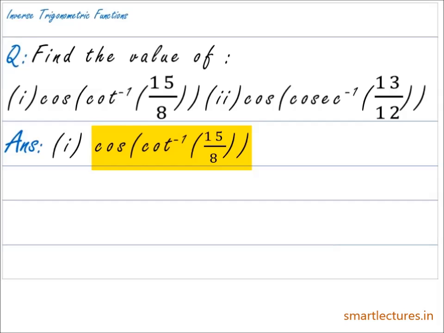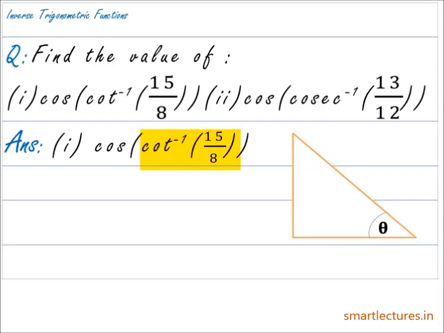Now cot inverse 15 upon 8 means this is an angle in some right angle triangle in which the ratio of base to the perpendicular is equal to 15 upon 8. Let's draw a right angle triangle. In this triangle, if the value of base is 15, then the value of perpendicular will be 8 units.